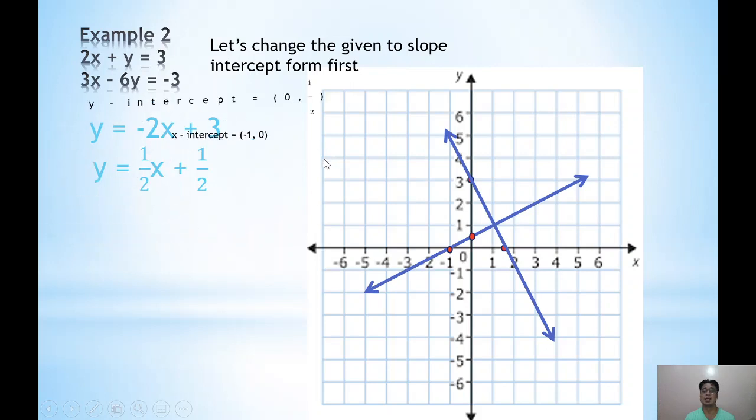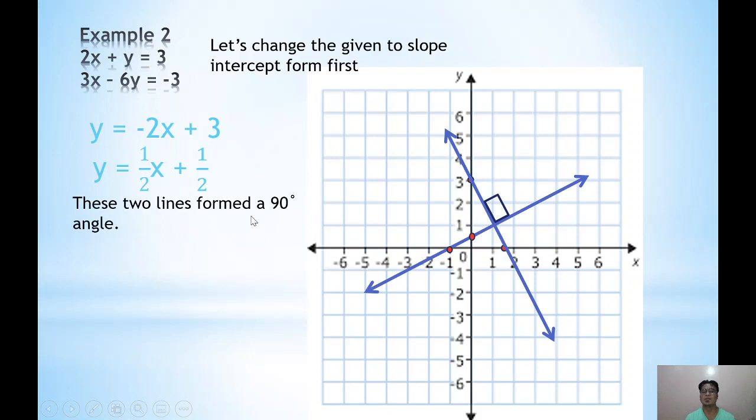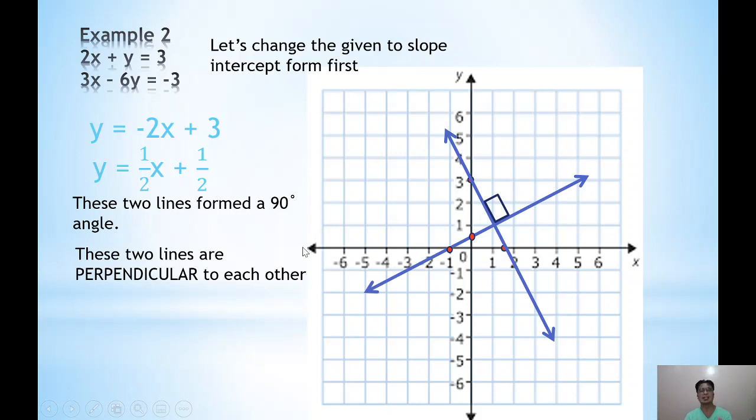Kung papansinin po natin, nung nag-intersect sila, nakabuo siya ng right angle. These two lines form a 90-degree angle. Asan yun? Ayun. 90-degree angle. At pag ang dalawang linya po natin ay nagbuo ng 90-degree angle, these two lines are perpendicular to each other. Ito pala yung pangalawang klase. Yung kanina, parallel lines. Ito, perpendicular lines naman.